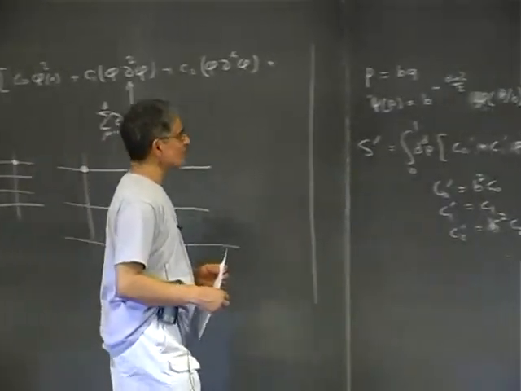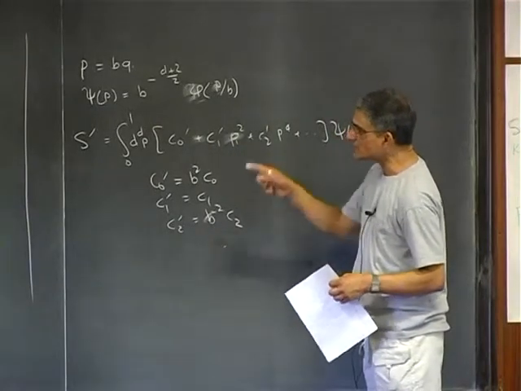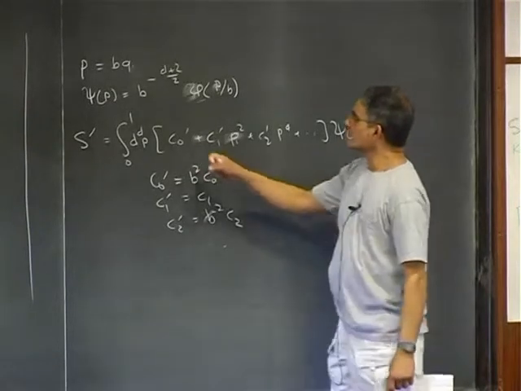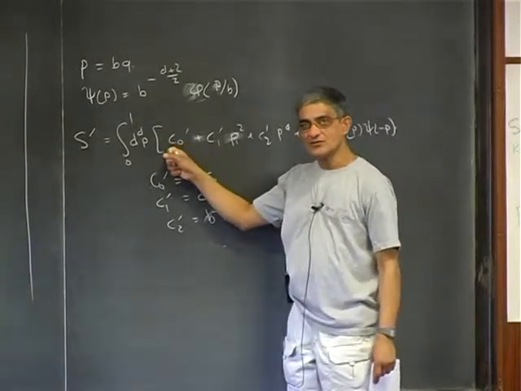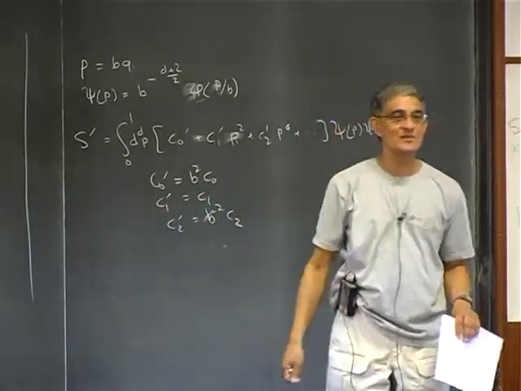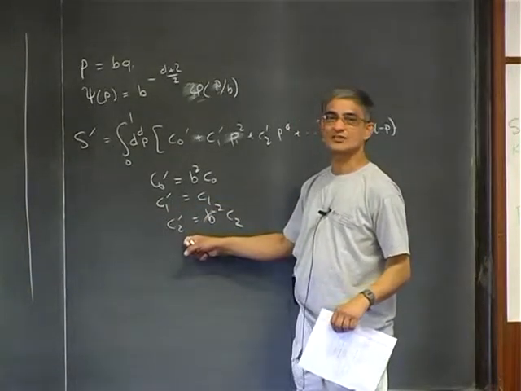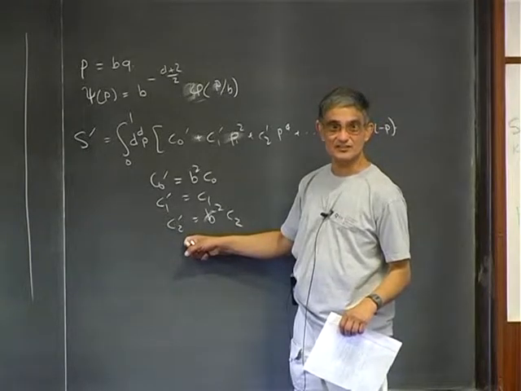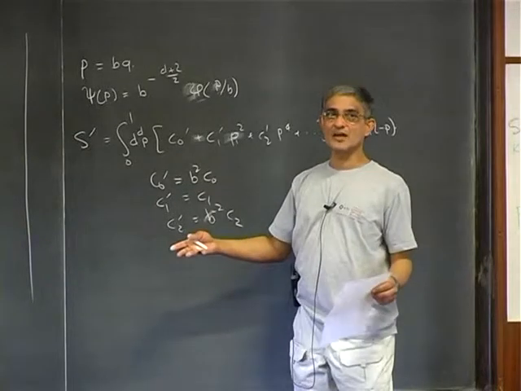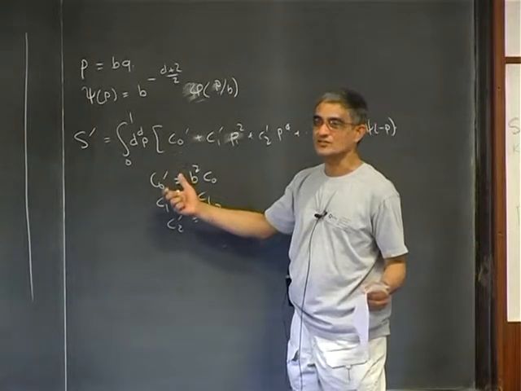Then we said that what these relationships mean is that if I keep doing this operation over and over again, then the effective value of C0, which is the value of C0 of this low energy theory, keeps increasing, while the effective value of C1 remains the same, and the effective value of C2 decreases. Therefore at very, very low energies, all you really have is a theory which has a C1 which is non-zero and C0 which is non-zero, and everything else just goes away.